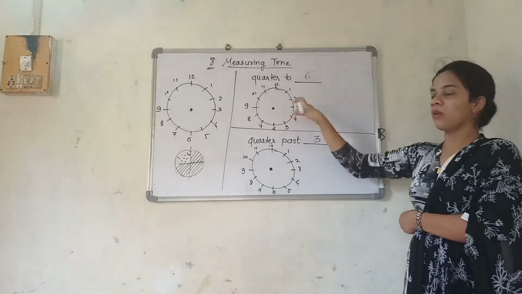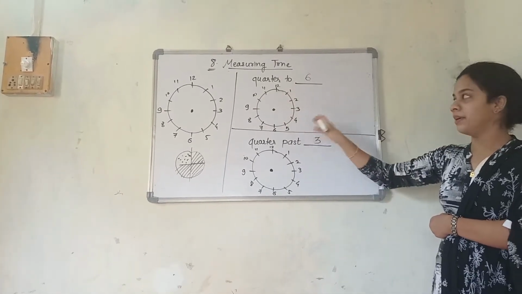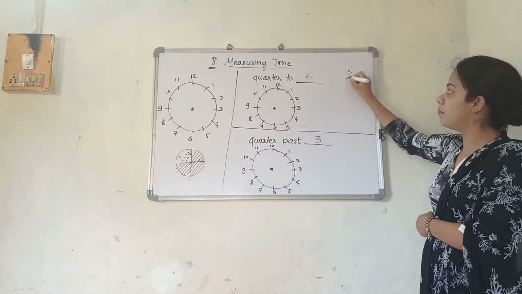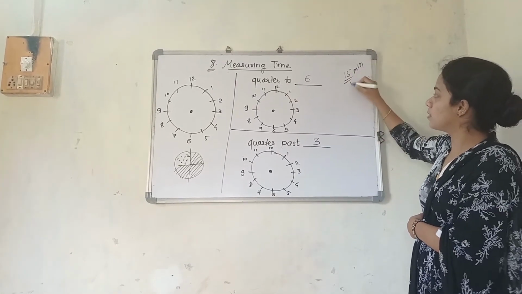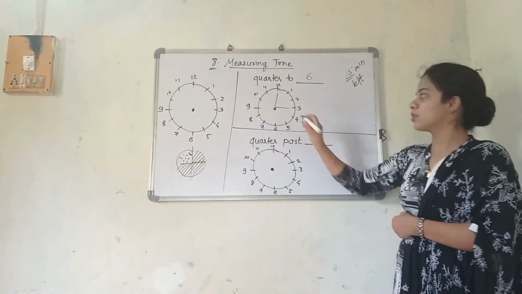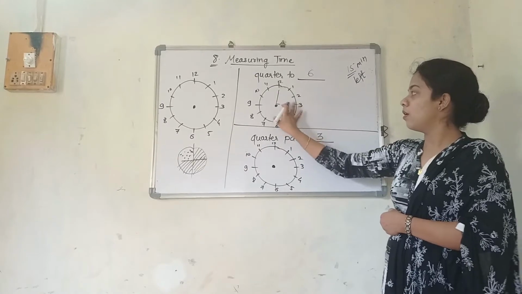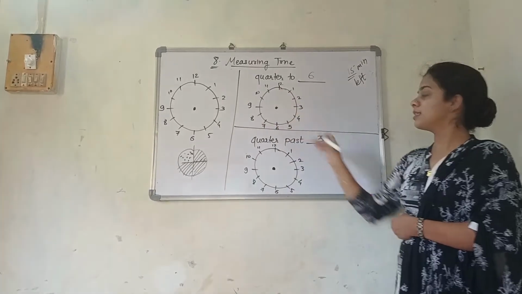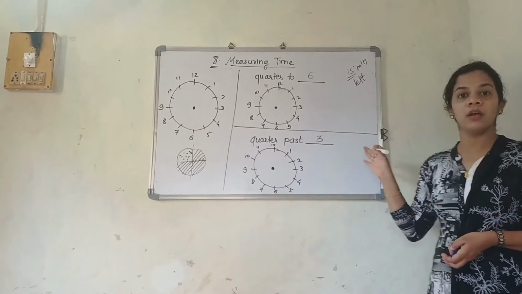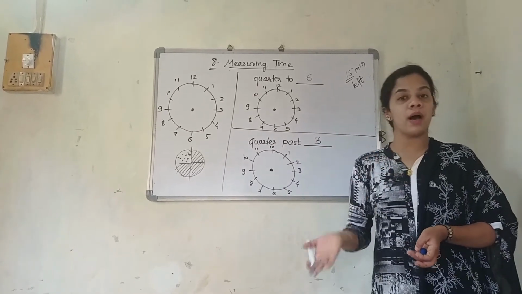I have drawn the clock already here. Quarter to 6 means what? There are still 15 minutes left for 6. Why 15? Because if you see the structure clearly, it will be something like this. So quarter to means there are still 15 minutes left for 6, and quarter past 3 means 15 minutes have already passed 3.